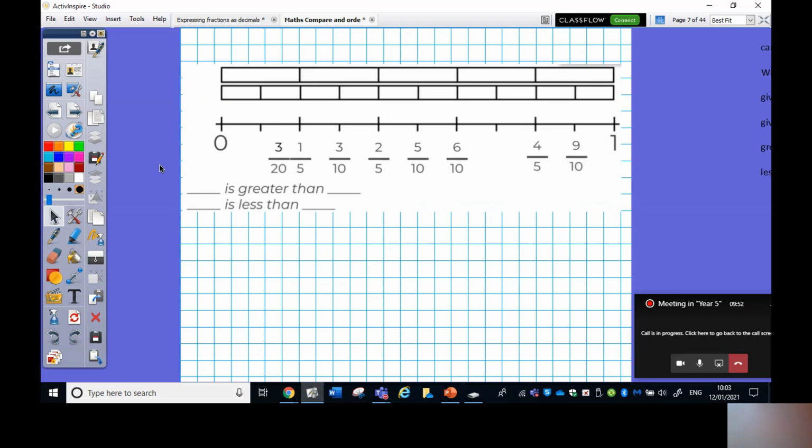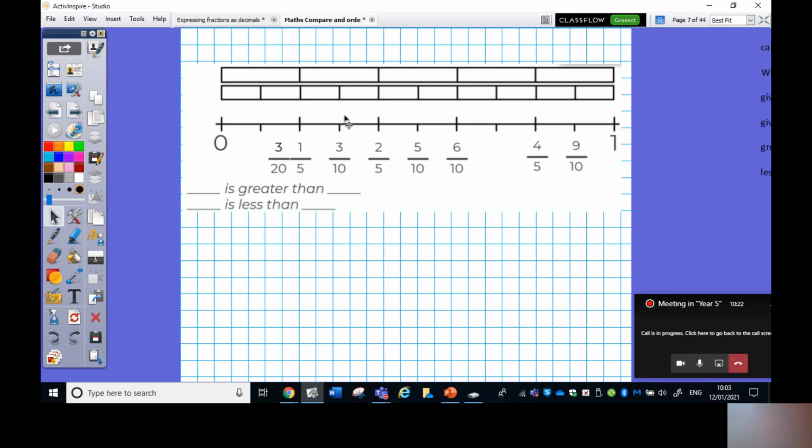Now that I've got all of my fractions along the number line, I can look at the fractions and say things like 3/20 is less than 1/5. I can say 2/5 is greater than 1/5. Can you say a sentence to me? Say one to me.